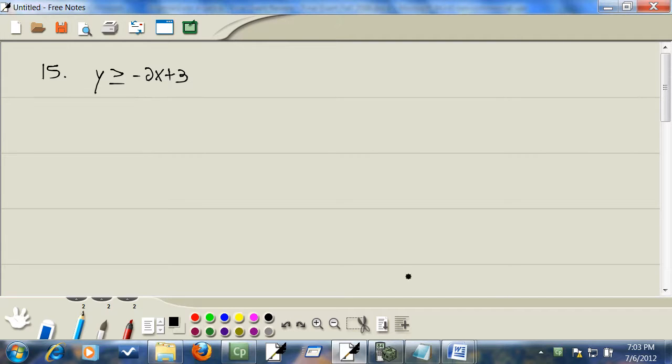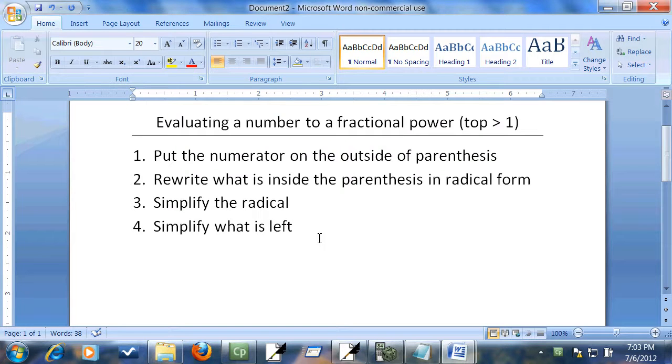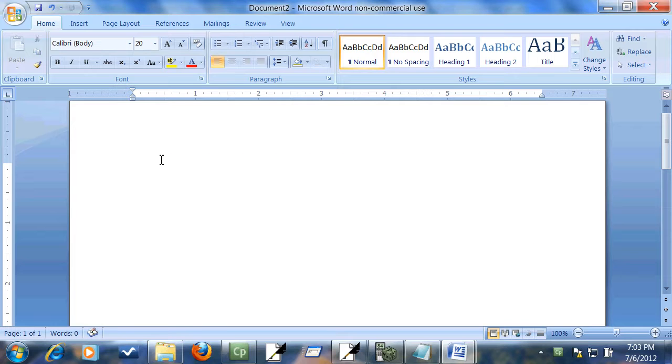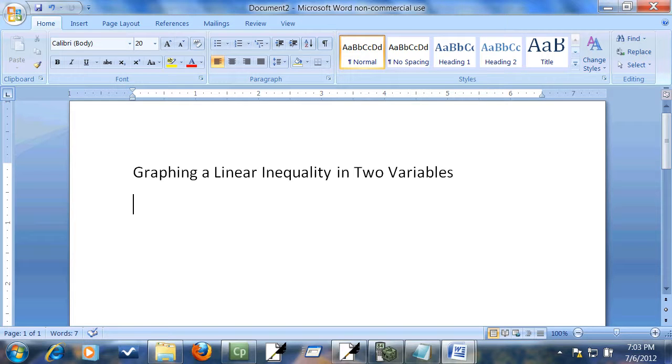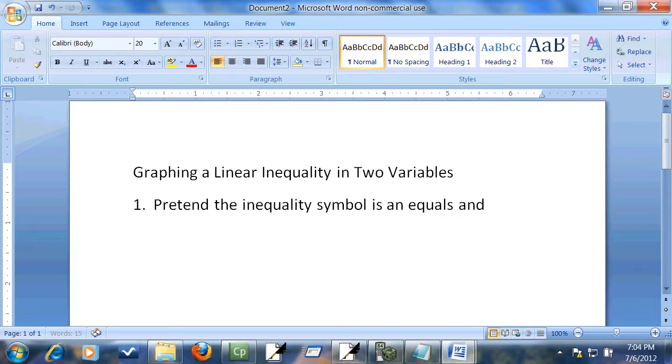Now, let me write the steps over here. There we go. This would be graphing a linear inequality in two variables. Step 1, pretend the inequality symbol is an equals and graph like normal, with a stipulation that if you have a greater than or less than, you're going to have a dotted line. If you have a greater than or equal to or less than or equal to, it's going to be a solid line.